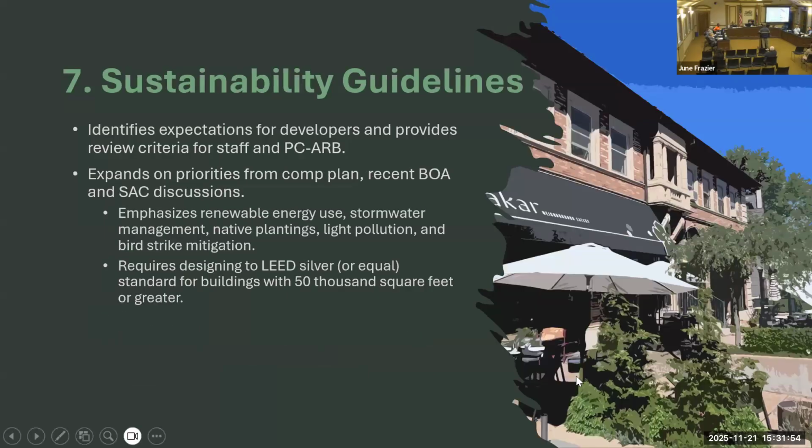And then additionally, we have a sustainability guidelines section, another outcome of the comprehensive plan. And this just calls out a variety of different methods that folks can use to make their projects more sustainable. One thing that we want to note is that right now, most of the time, whenever folks go through the PUD process, they're subject to a LEED standard. We don't make folks go get LEED certification, like show us the certificate, but they need to design to a certain standard. So buildings over 50,000 square feet need to design to LEED standards. Additionally, there are items regarding renewable energy uses, stormwater management, using native plantings, light pollution, bird strike mitigation, a variety of different guidelines and recommendations that developers can look at when designing their proposals.